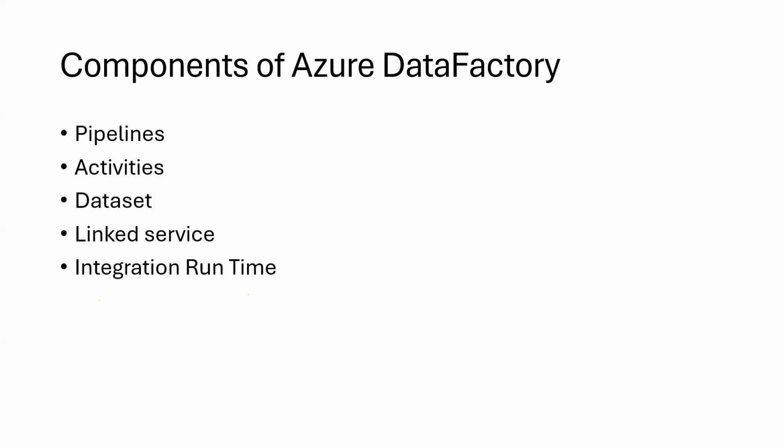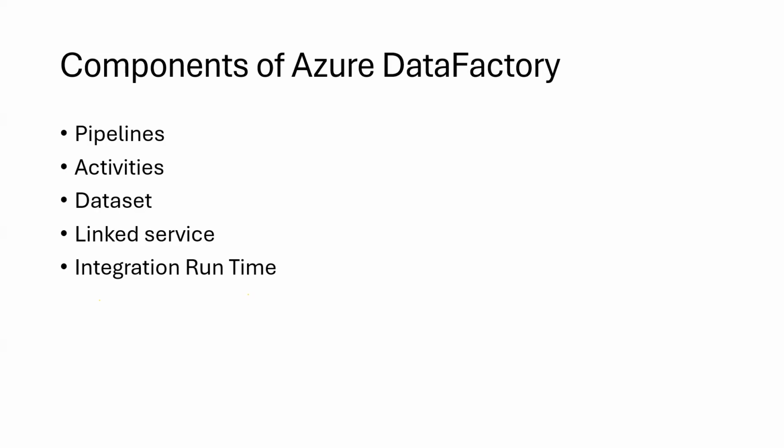Then we have the activities. I told you this series of activities, that means a combination of multiple activities, is a pipeline. One pipeline will have multiple activities. What can activities be? It can be anything. It can be a transformation, it can be a filter, it can be a select, copy the data. So this is called activities.